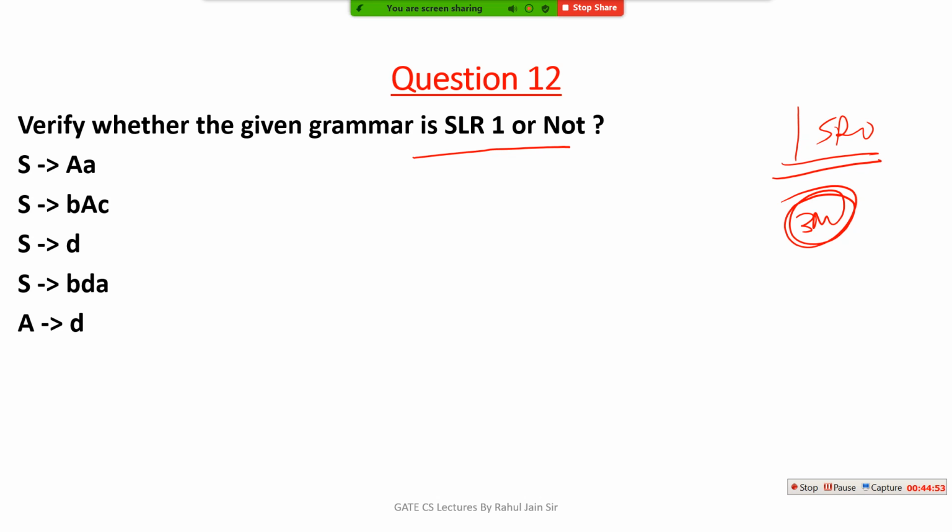Around 3 to 4 marks every candidate loses in the GATE exam just because of silly mistakes. So take your time, no problem, because this is a score-getting problem. Okay, now I am getting two answers. One says it is SLR1, another says it is not SLR1. What kind of conflict are you getting, Soumya? If it is not SLR1, then what kind of conflict are you getting? Reduce-reduce or shift-reduce?